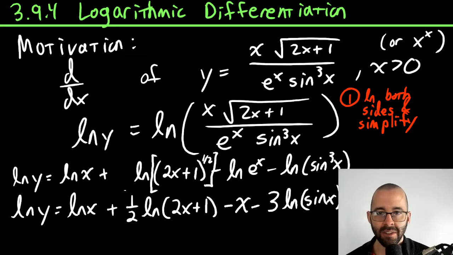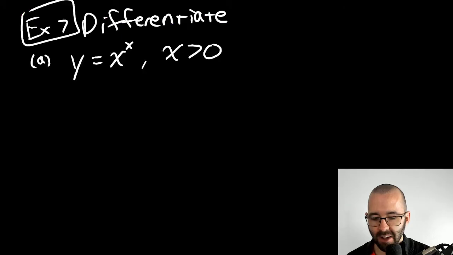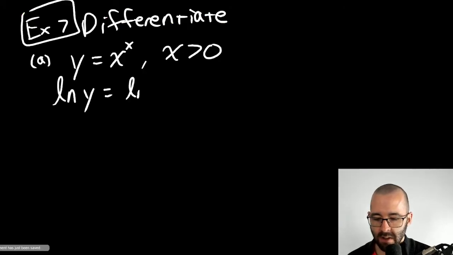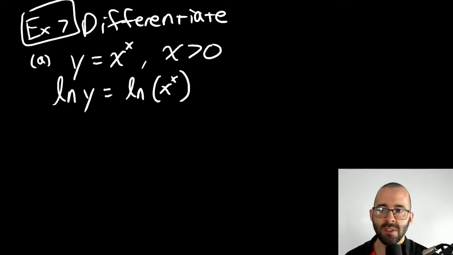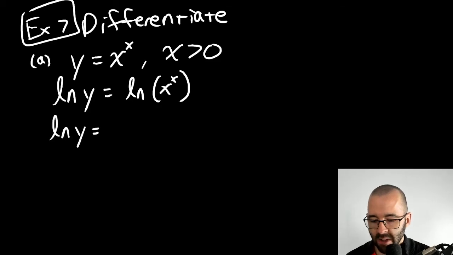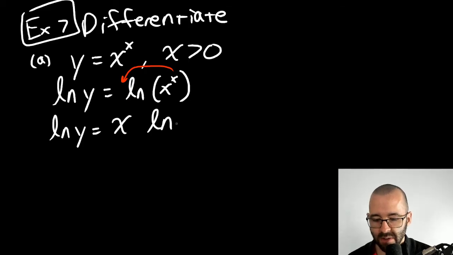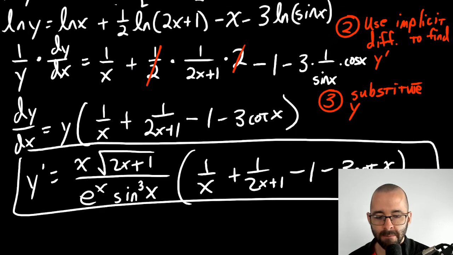To take the derivative, we'll follow these steps. Step 1, take the natural log of both sides and simplify. As long as the domain restriction is covered, these two things are exactly the same. So the natural log of y, we can use properties of natural log to write this as x times the natural log of x. There we go. Step 1 complete.